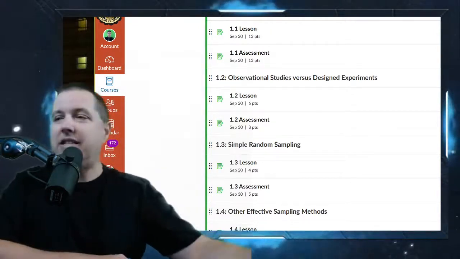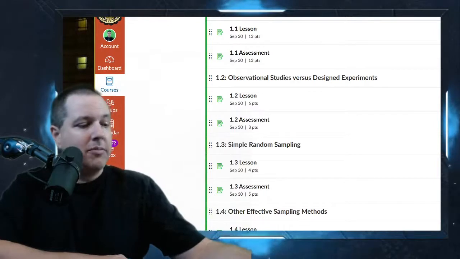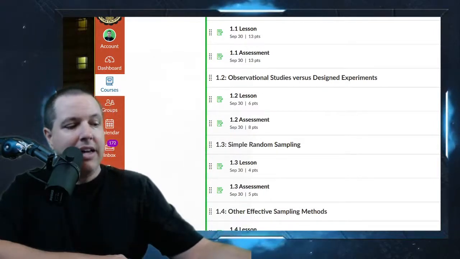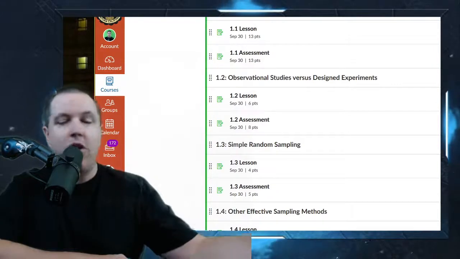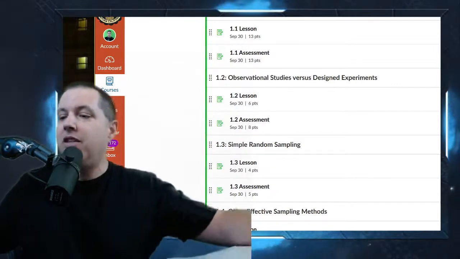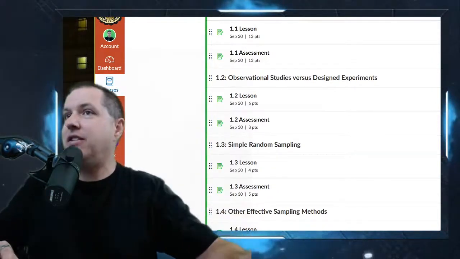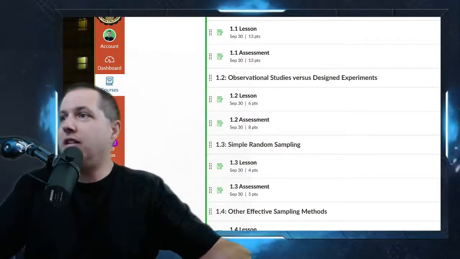Okay, what is statistics? That's the name of the class. Statistics is the science of planning studies and experiments, obtaining data, and organizing, summarizing, presenting, analyzing, interpreting those data, and then drawing conclusions based on them. That's a lot, right? That's a lot of things in there. All those pieces are necessary.